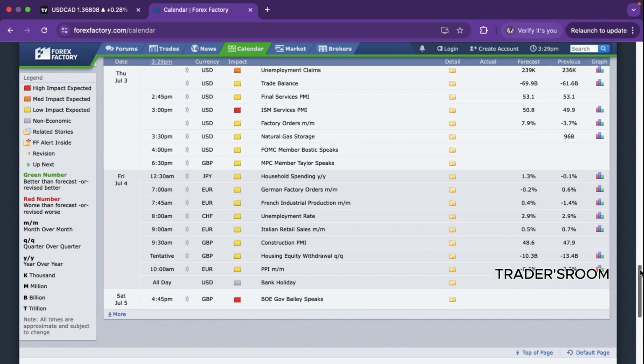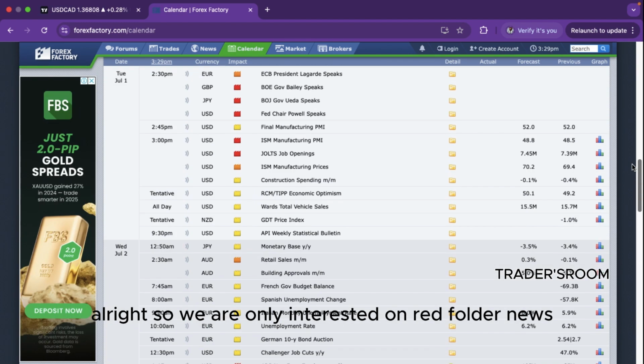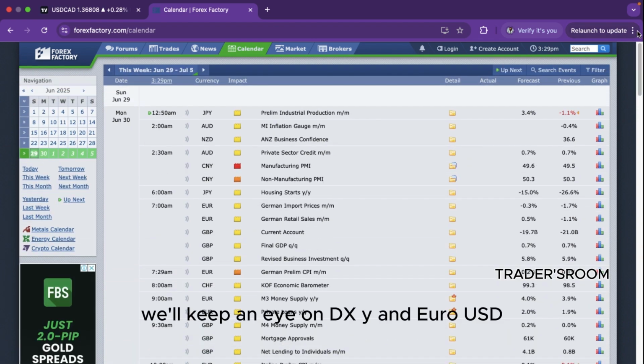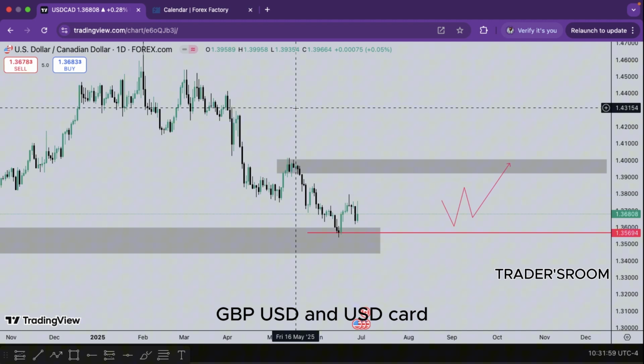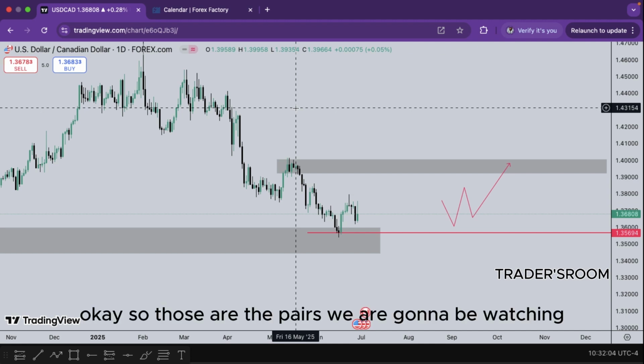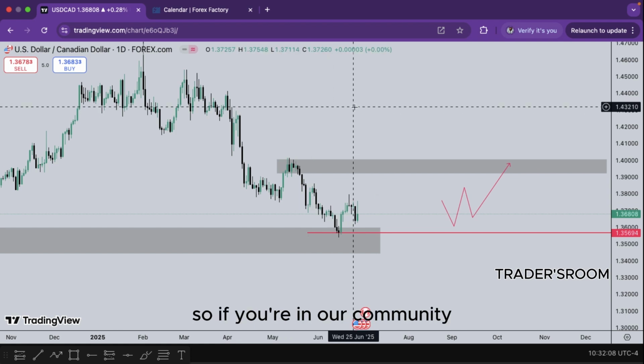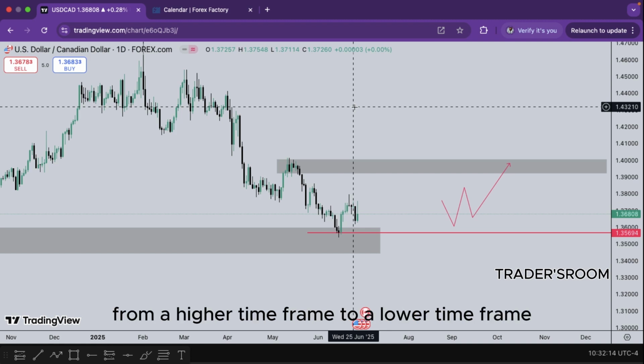Okay, alright, so we are only interested in red folder news. We'll keep an eye on DXY, EUR USD, GBP USD, and USD CAD. Okay, so those are the pairs we are going to be watching. If you're in our community, you're going to see the updates on how we are going to execute the trades, right from the higher time frame to the lower time frames, to 1 hour, 15 minutes, and also 5 minutes. You're going to see.